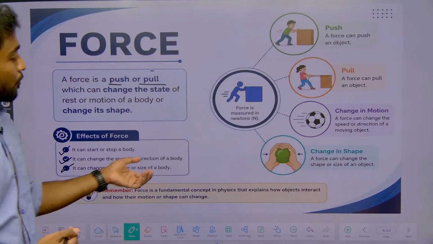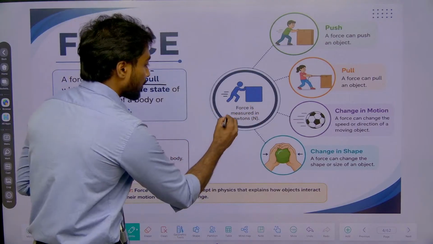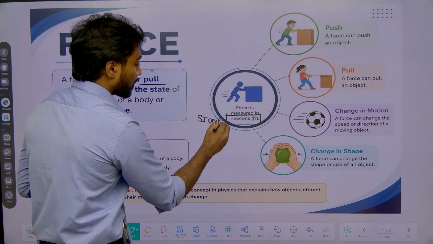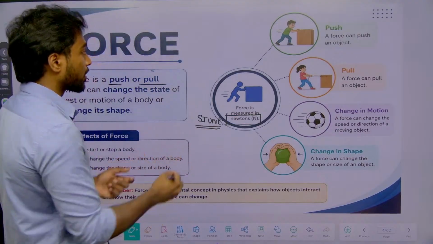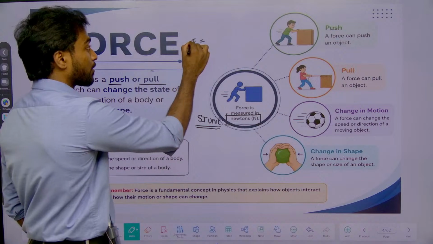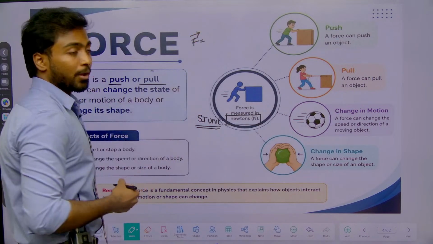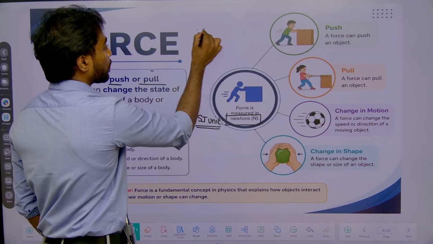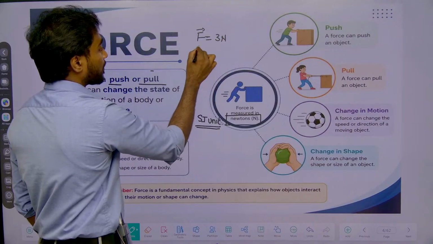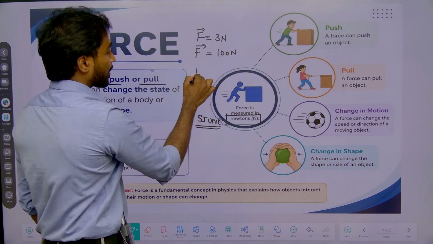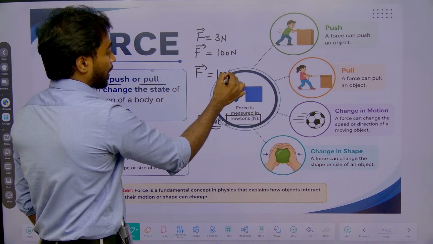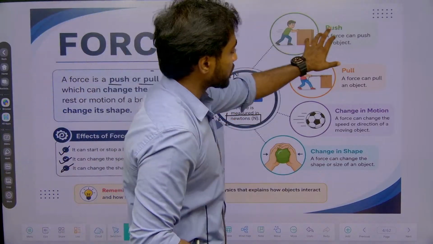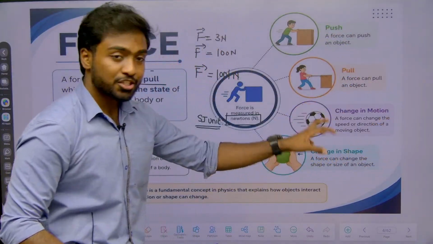If you see here, force is measured in Newton. This is the SI unit. So how do we measure force in Newton? F equals, force being a vector quantity, F equals 3 Newton, or F equals 100 Newton, or F equals 101 Newton. Good. So force is push, pull, change in motion, change in shape, etc.